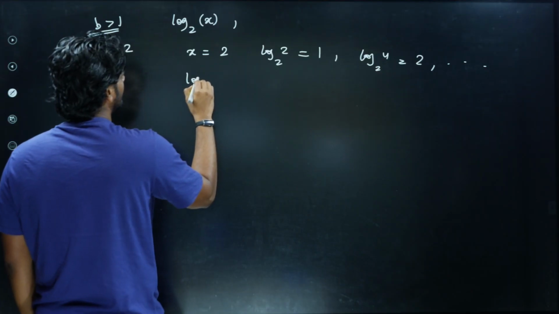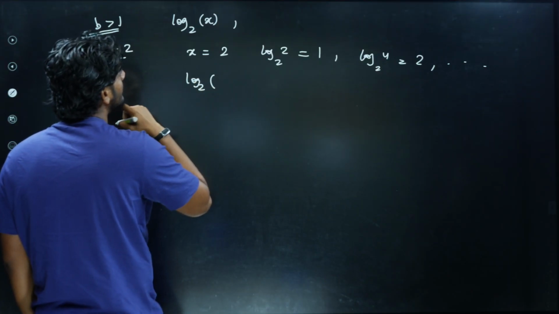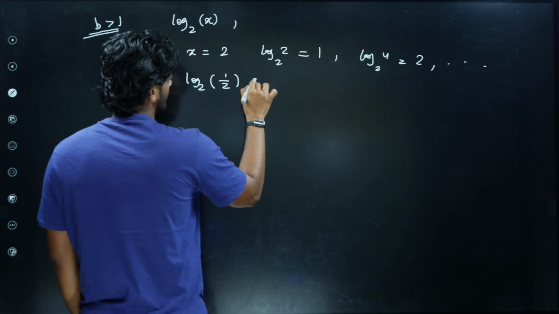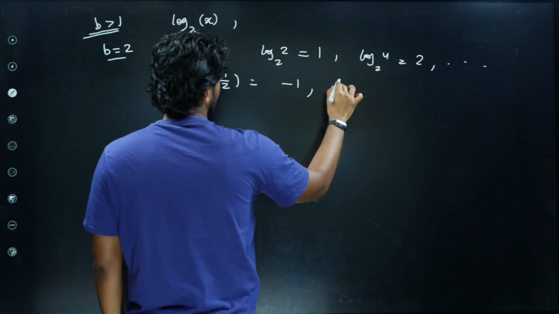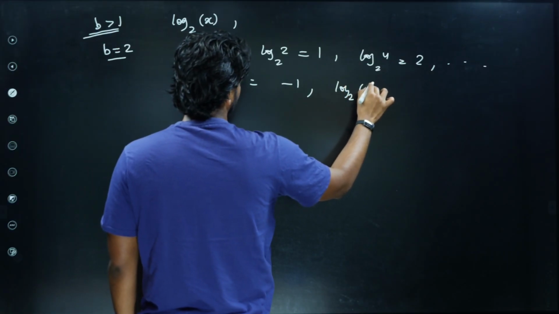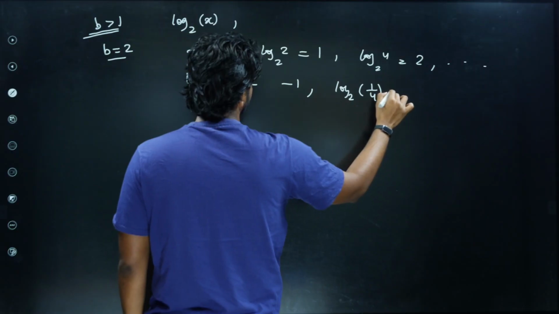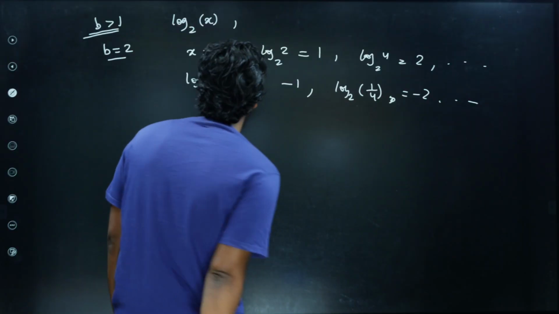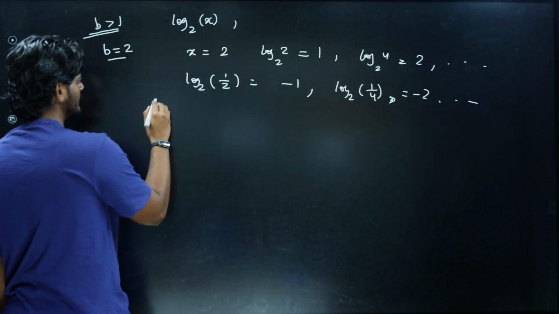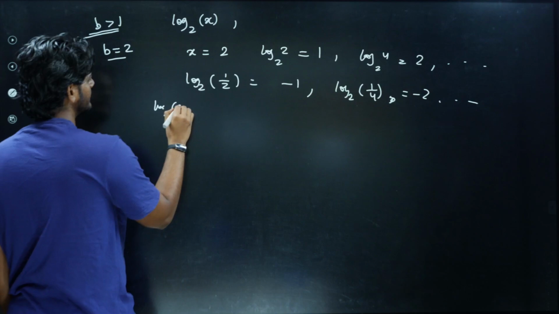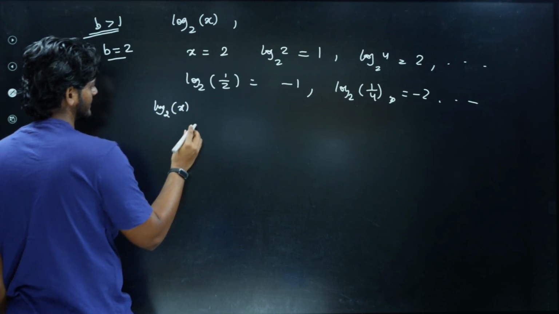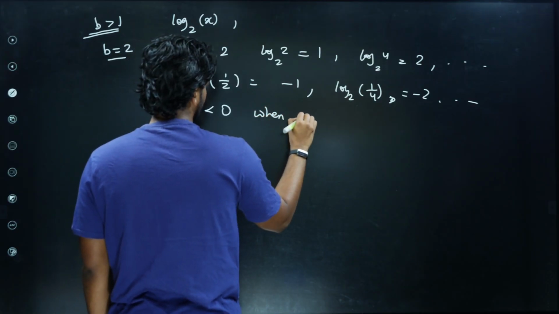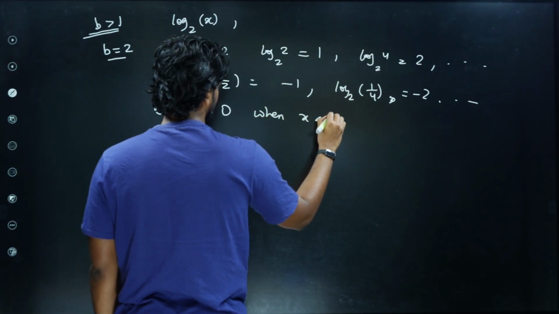But if I have log base 2 of 1 by 2, that will be minus 1. Log 2 of 1 by 4, that will be minus 2, and so on. So one observation is log base 2 of x is less than 0 when x is less than 1.